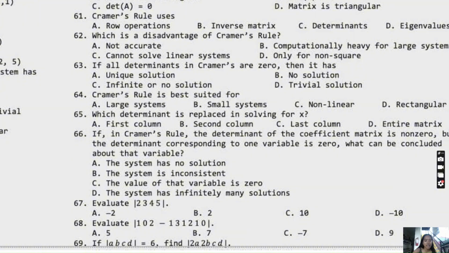So in number 66, if in Cramer's rule, the determinant of the coefficient matrix is non-zero, but the determinant corresponding to one variable is 0, what can be concluded about the variable? So the correct answer is letter C. The value of the variable is 0.